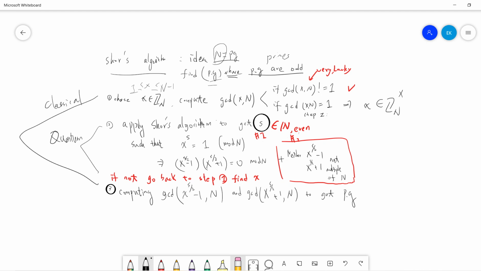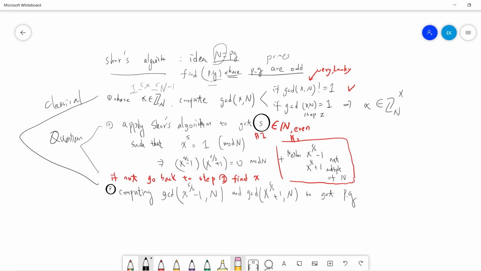Also, s is such that x to the power s divided by n has remainder 1, so x^s is equal to 1 mod n. So we can write this equation as x^(s/2) minus 1 times x^(s/2) plus 1 equals 0 mod n. And we will further assume that neither x^(s/2) minus 1 nor x^(s/2) plus 1 is a multiple of n. So basically, we assume two conditions: one is that s is even, and the other is that both factors are not multiples of n.